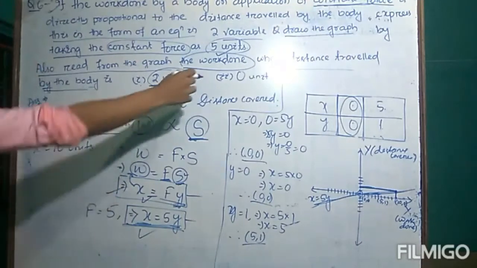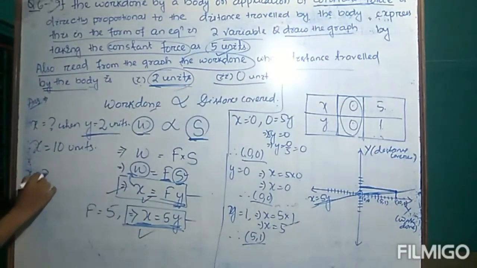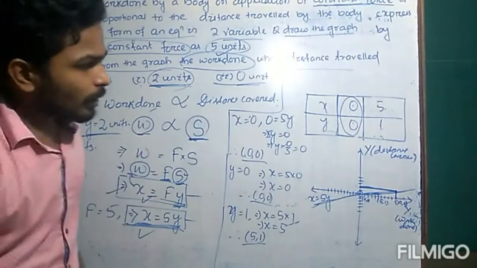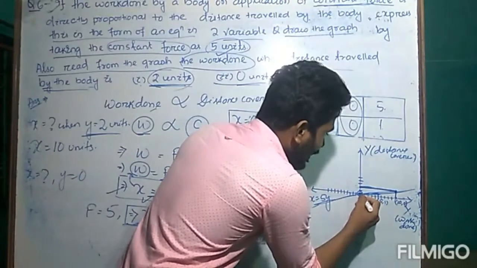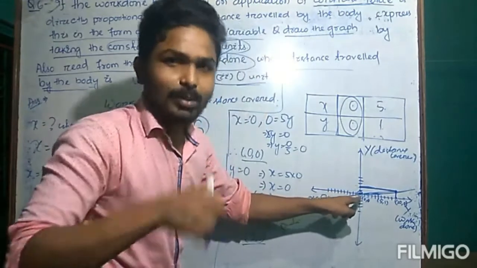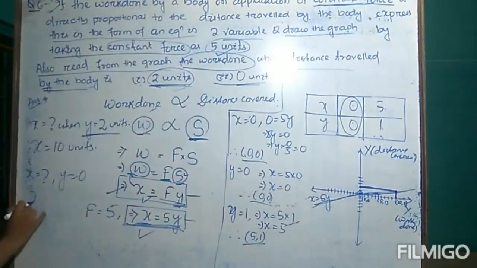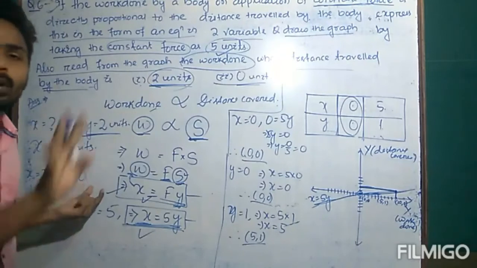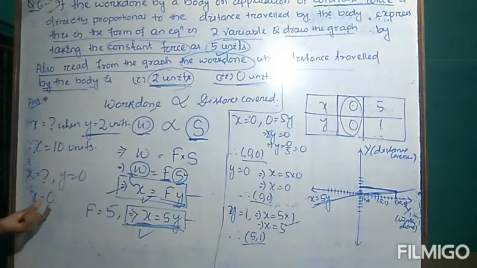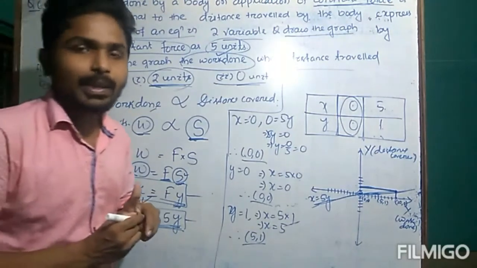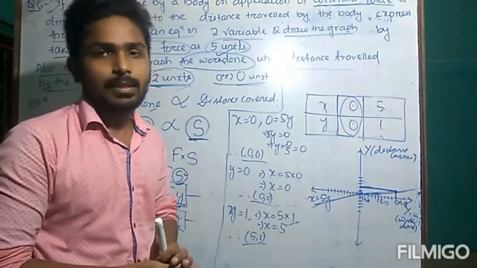Understood? Similarly, here also you have to find out the x coordinate if the distance covered is 0. So when y is 0, at that point the x value is also 0. So here also you can write x to be 0. That means if no work is done on the body, then the body will not move, it will not cover any distance. So the work done by the body is 0 units if the distance travelled by the body is 0 units.